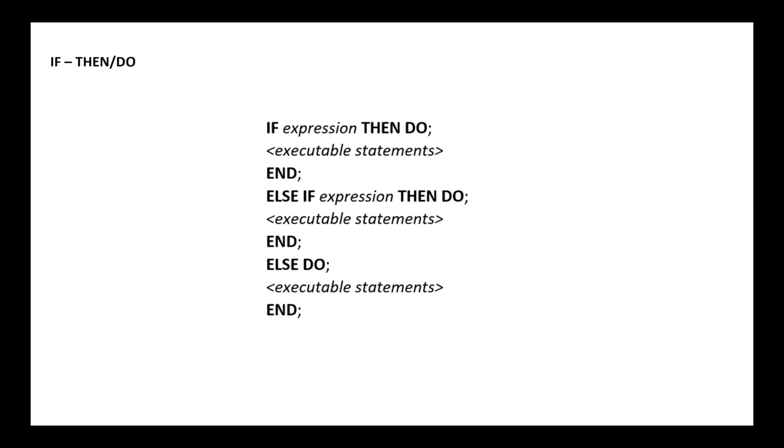Following that, if the first condition has not been met, it will look into the next condition. Then, if that condition is also not met, it will simply execute everything that is in else. So all the code between do and end is executed if the condition is being met. Let us head over to SAS to look at an example.